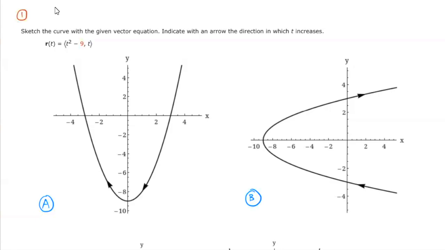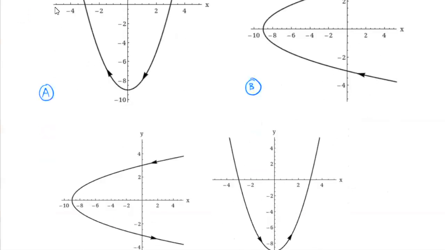As t increases, as the y here increases, what happens to the x? As the y increases, shouldn't it be this way? Yes, that's this way, not the other way. Okay, so it goes like this. As the t increases, as the y increases, it's going to go like that. So the answer here will be this. Okay, so that was the first one. One way to do that is to eliminate the parameter.